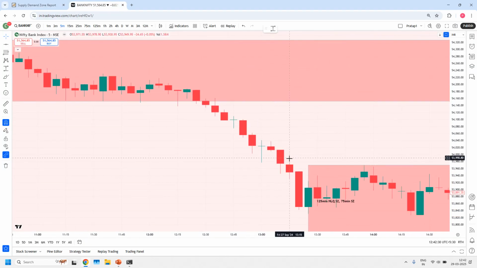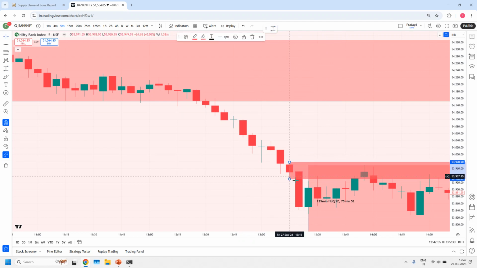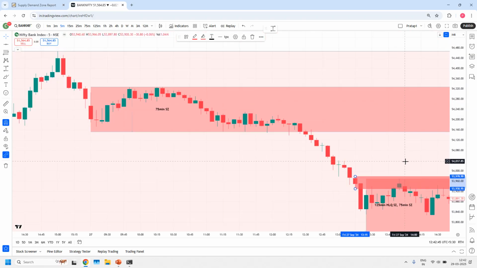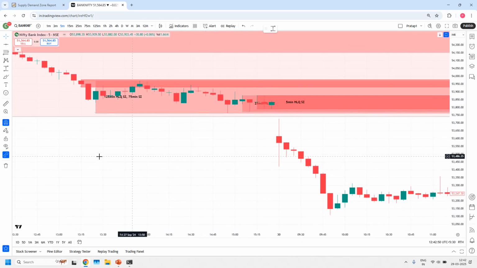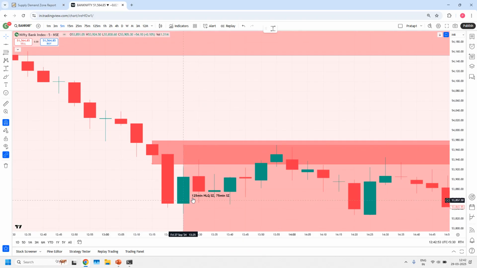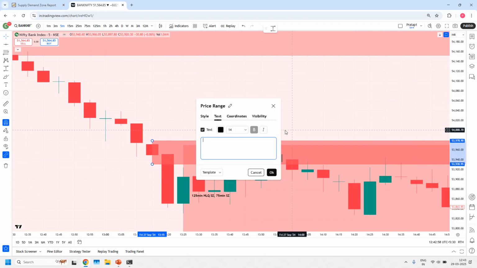Now, did you see how beautifully institutions have done this? Sorry, this is a lower time frame horizon they created. From here, it picked up the orders, and then this entire 125 minute zone is created. So it is having a fine-tuned zone, and also it is having a horizon, drop base drop. This is the 5 min high liquidity supply zone.